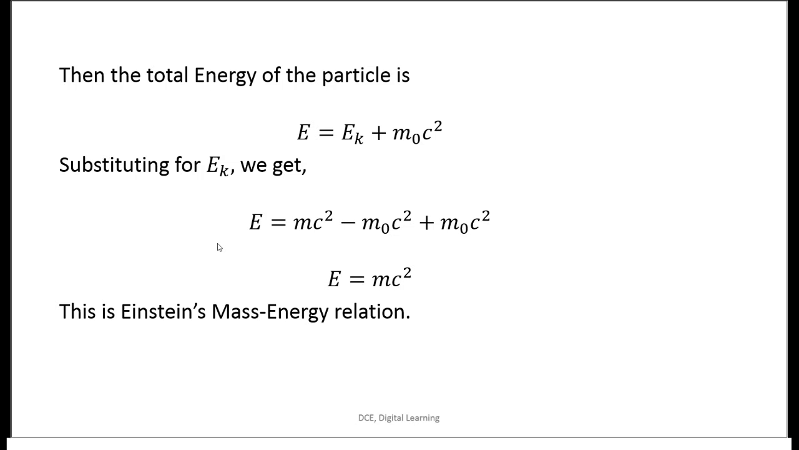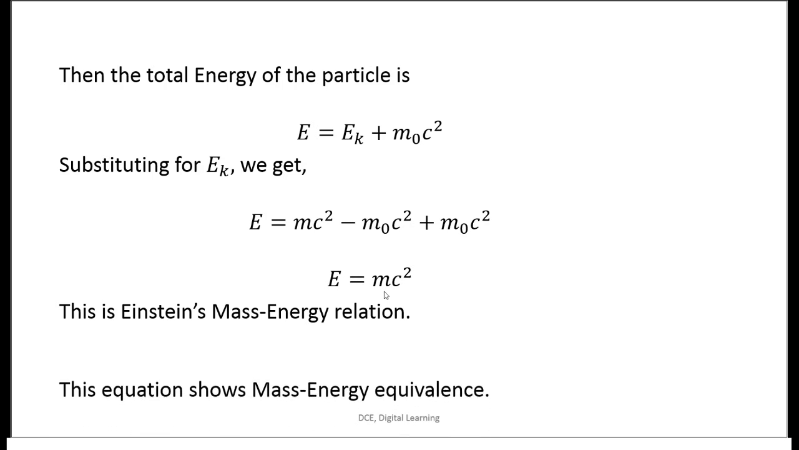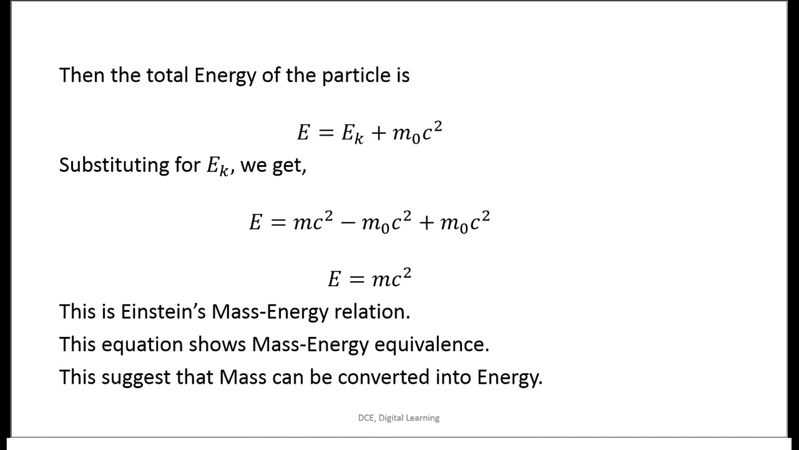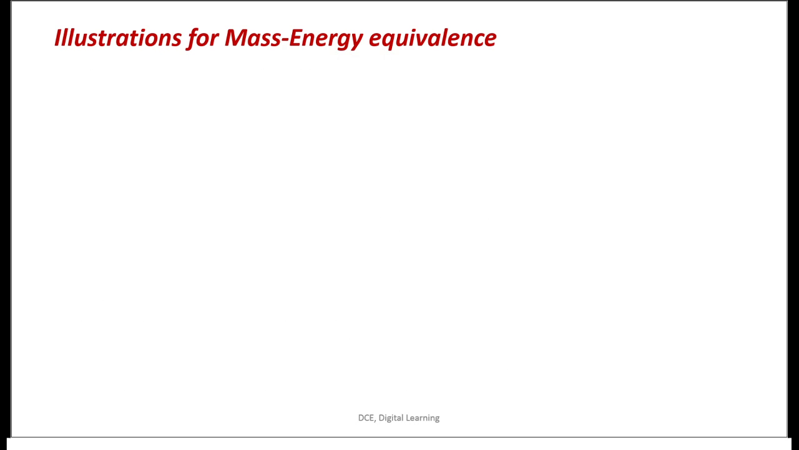This relation suggests that mass can be converted into energy, and energy can be treated as mass. For any particle or any body which has a mass m, its energy is equal to c square times that mass. This equation shows mass energy equivalence. This suggests that mass can be converted into energy. Here are some illustrations for mass energy equivalence.